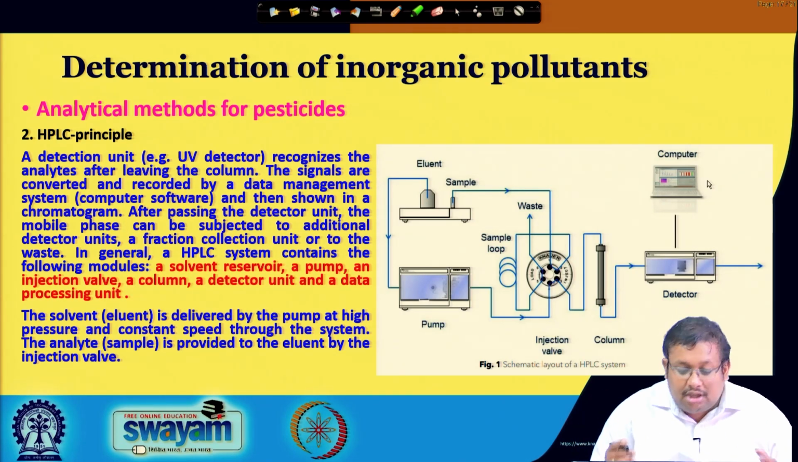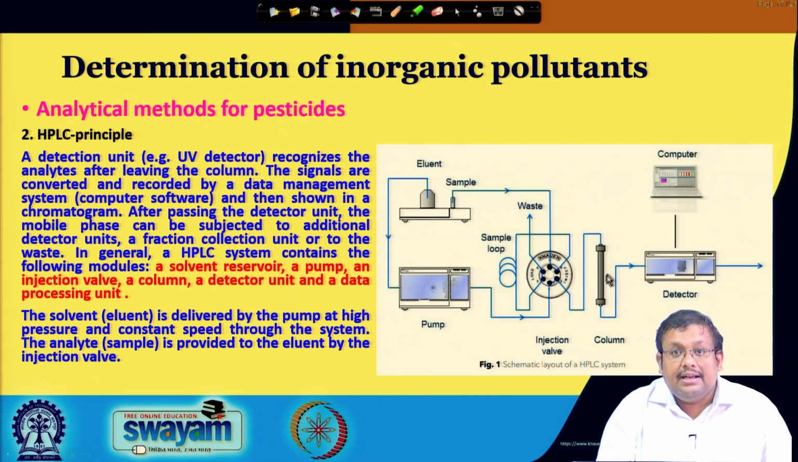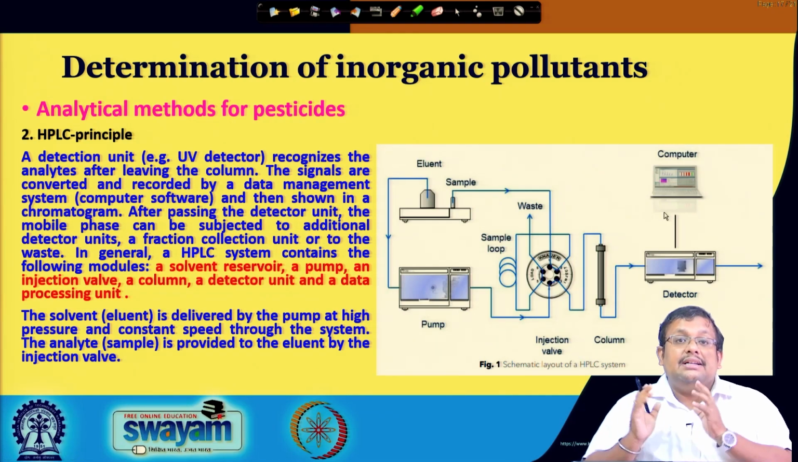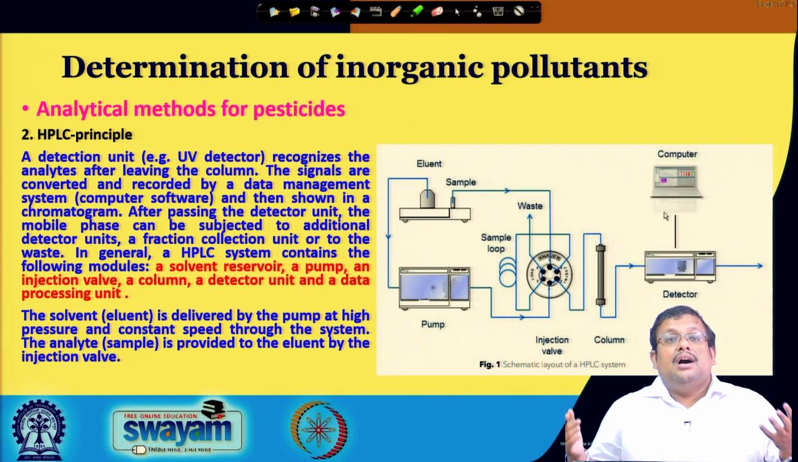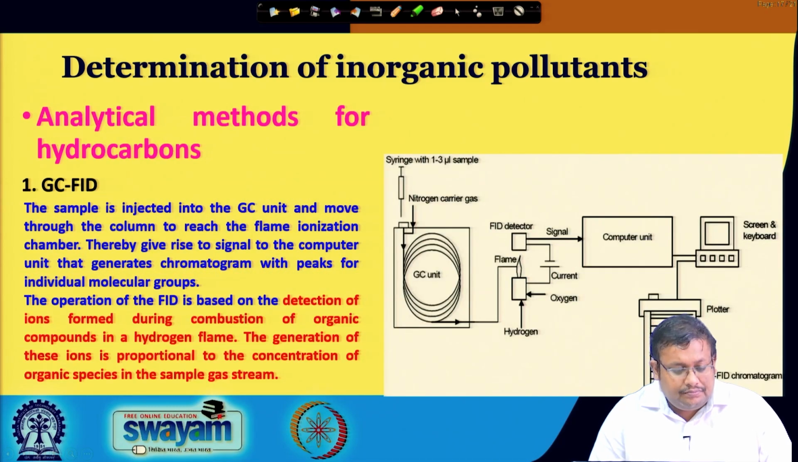In general, an HPLC system contains the following modules. What are these? A solvent reservoir, as you can see it is an eluent reservoir, a pump, an injection valve, a column, a detector unit and a data processing unit. Now, the solvent eluent is delivered by this pump at high pressure and constant speed through the system, and the analyte or sample is provided to the eluent by the injection valve, as we have already seen.